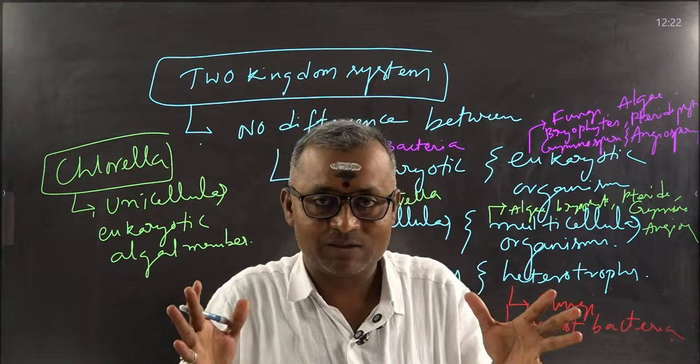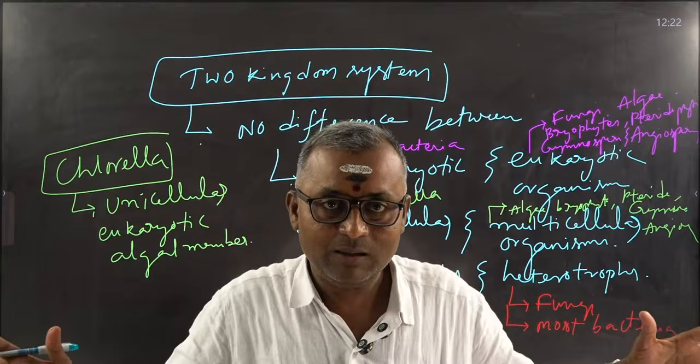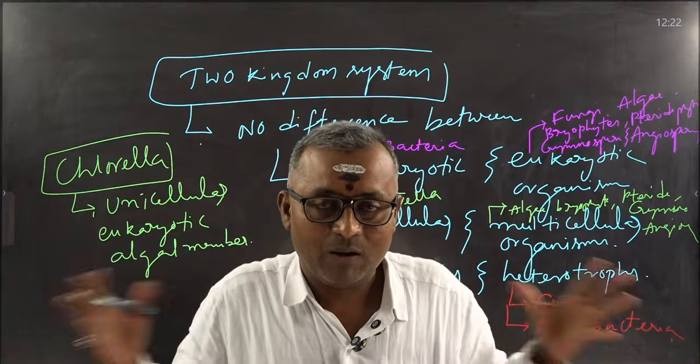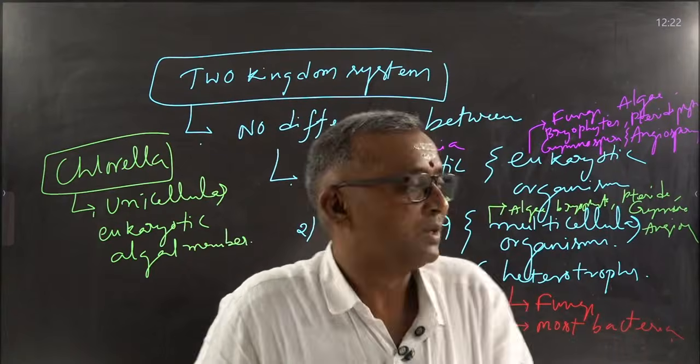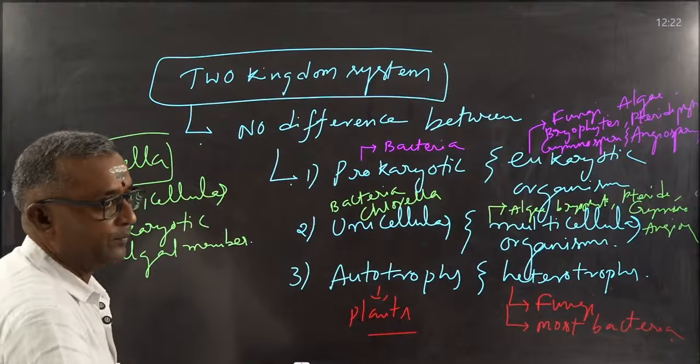That's why we have to make what kind of classification. The classification system must be very clear, and different organisms have to be provided with different specific positions. So this one has to be followed.